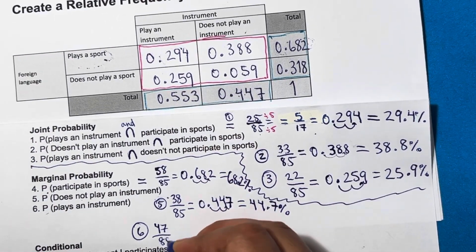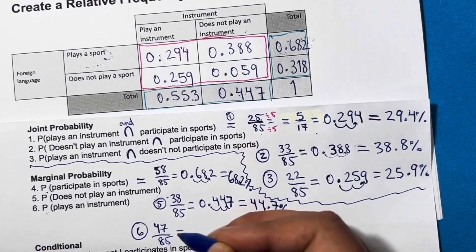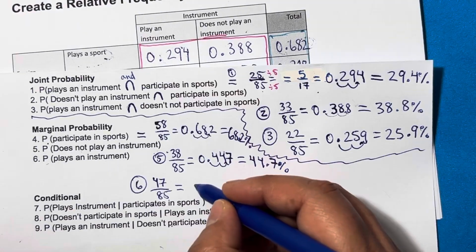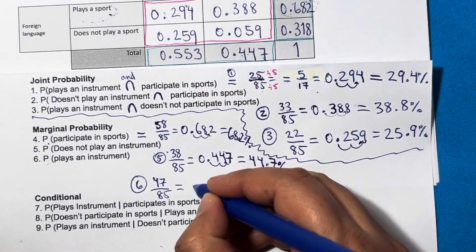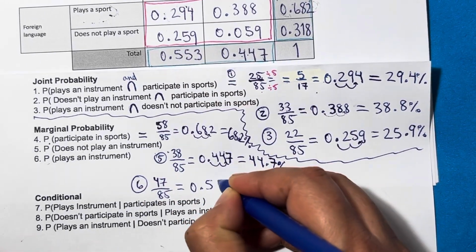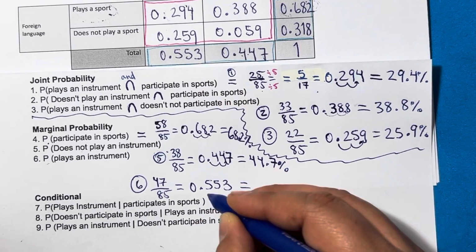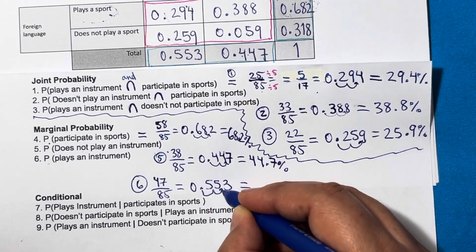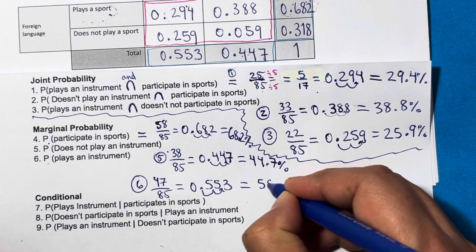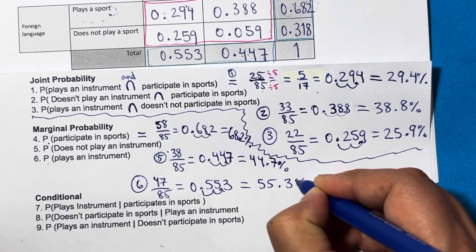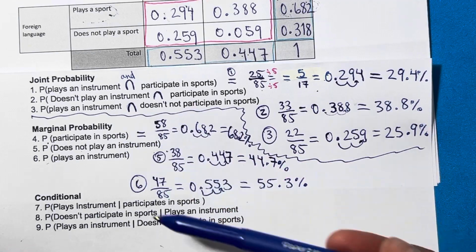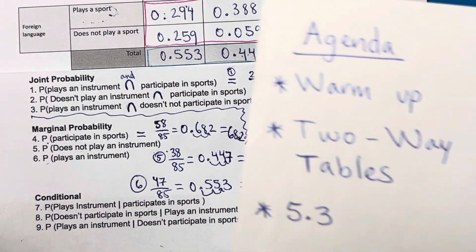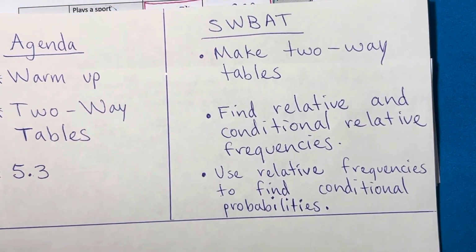47 divided by 85. We cannot simplify any of the two. We can divide them, but again, we have that value in there, so it's 0.53. We move it 2 spaces to the right and it's 55.3%. So those are the joint and marginal probabilities. And pretty fast, let's go back to our objective.